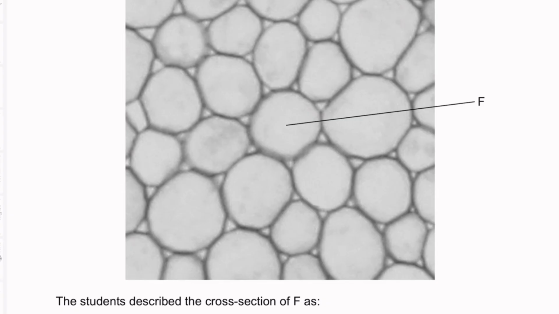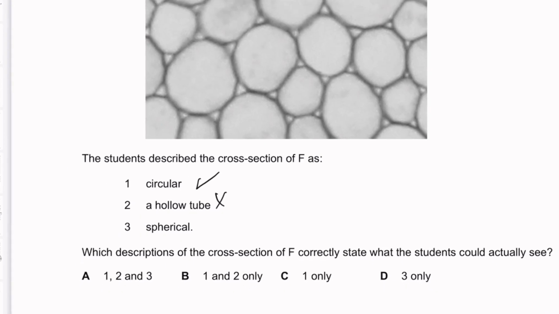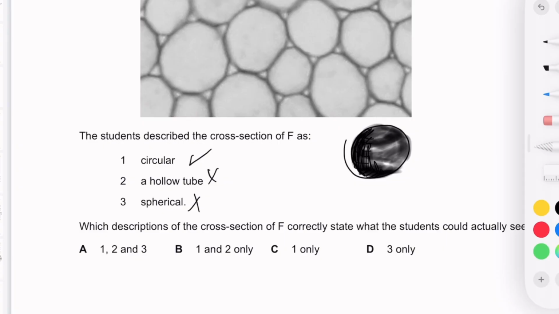Now, some students were asked to look at the photomicrograph of a cross-section of an unfamiliar material and describe what they could see. So the students described the cross-section of F as circular, that is correct. Hollow tube, you cannot see the tube, you can only see a circle. So I would say that's wrong. Okay, spherical, can you see a sphere? A sphere is a 3D shape and it has some shading on it, one only, that's C.